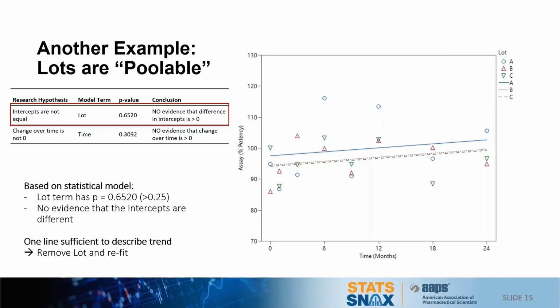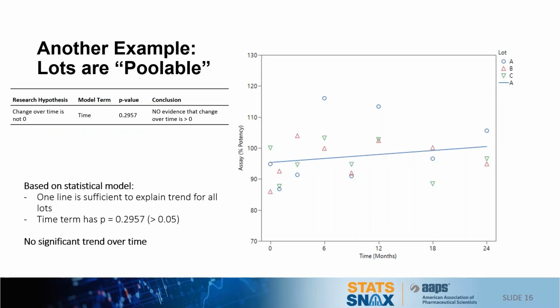There is still no evidence that there is a difference in intercepts because the p-value for the lot term is 0.6520, which is greater than 0.25. The overall conclusion from this model fit is that one line is sufficient to describe the trend for these three lots. We can remove the lot term and refit the pooled model. This is the output for the pooled model with one regression line for all three lots and no batch-related terms.